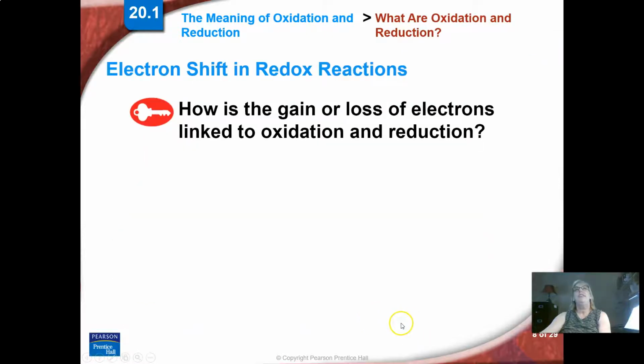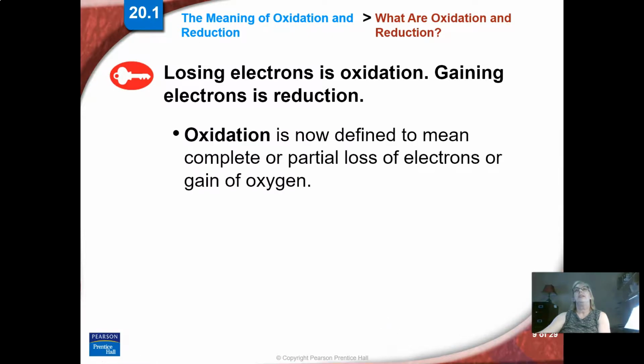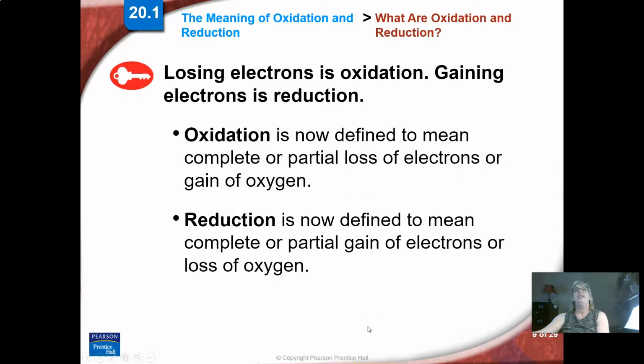So how's gain or a loss of electrons linked to this as well? Losing electrons is oxidation, and gaining electrons is reduction. Oxidation is defined to mean complete or partial loss of electrons or the gain of oxygen. A reduction is complete or partial gain of electrons or loss of oxygen. So those are good definitions to know.